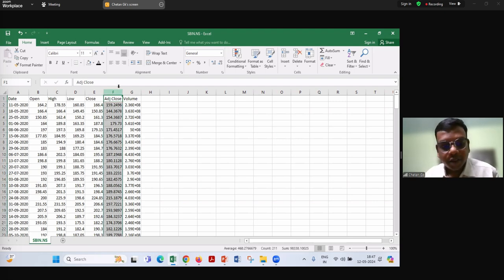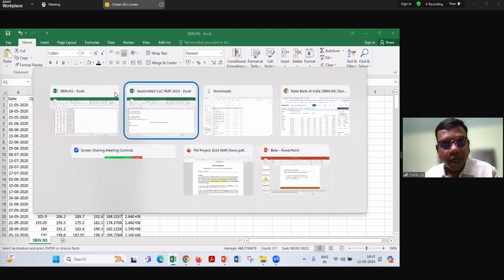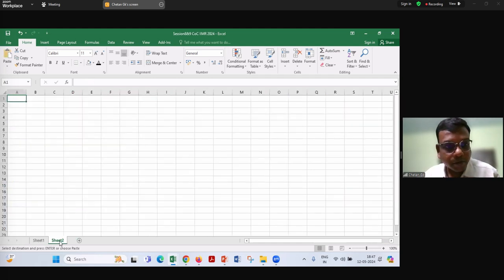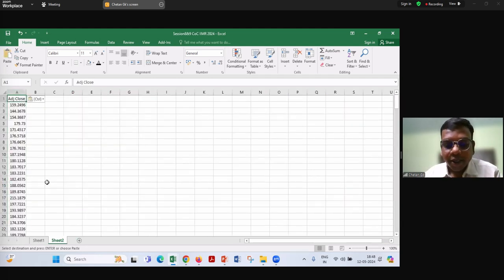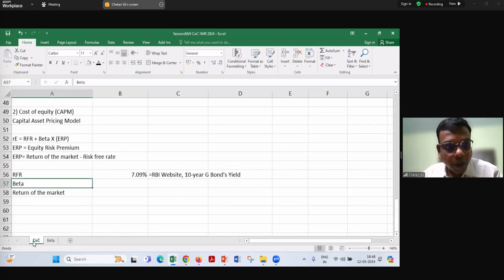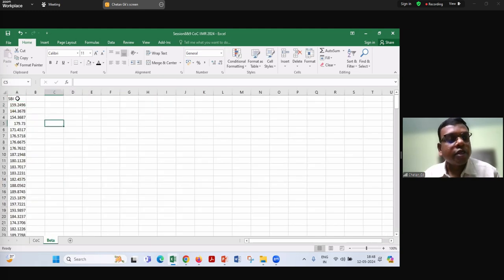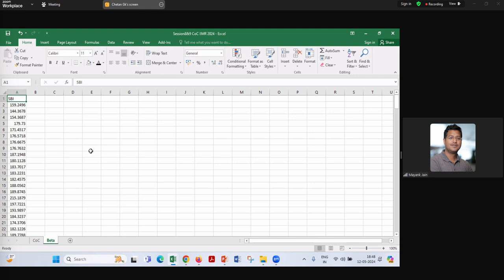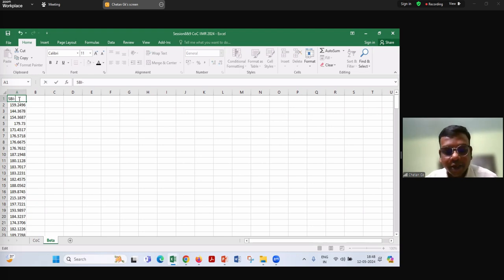Since adjusted close is given here, I am just copying this and moving this to my main sheet. So I am writing it as SBI. And I am writing it as beta. For this sheet, I'll be calling it the cost of capital sheet. So tell me, for computation of beta, what two values are required for us? X and Y. What is X for us? This SBI is what value for us? This is Y, right?